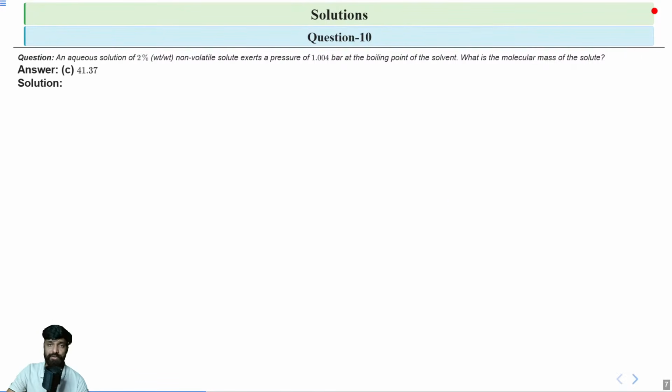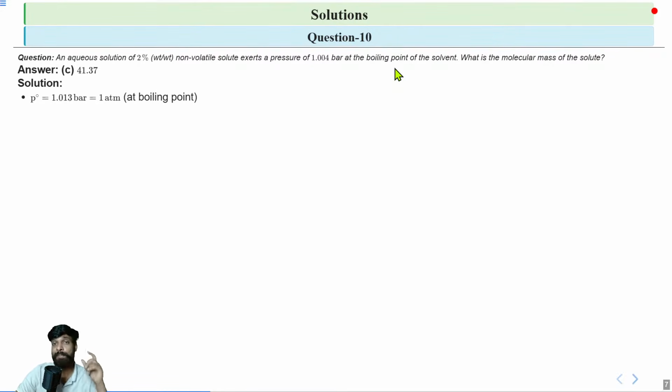First of all, we will write the given data. It is given that P naught is equal to 1.013 bar. Now why are we saying it? Because we have to take the overall pressure as 1 atm. Again, let me make it clear. This is a very good question. It says that your pressure at the boiling point of the solvent is 1.004. So at the boiling point, what will be the pressure of the pure solvent? I said in the definition that the boiling point is that point at which the pressure of the liquid is equal to the atmospheric pressure.